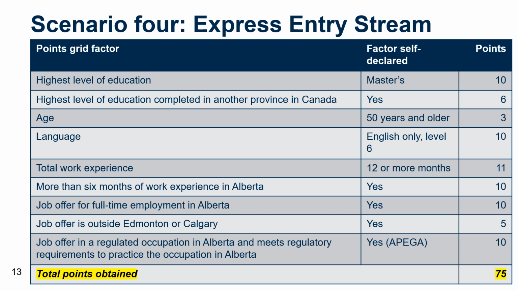In this case, the individual would receive an invitation to apply. If the minimum score was set higher, and the total score required was 80, the individual would not receive an invitation to apply, but the worker EOI would remain in the pool and could be selected in a future draw.